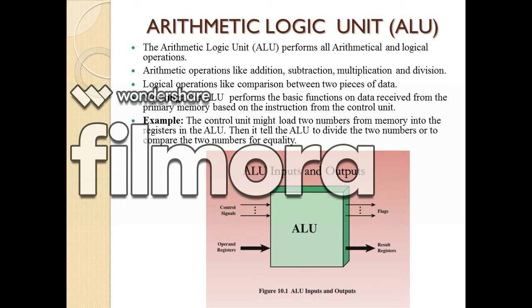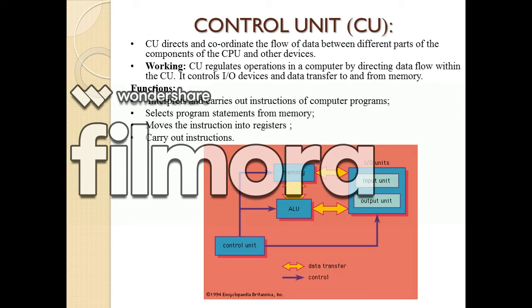Working. The ALU performs the basic functions on data received from the primary memory based on the instruction from the control unit. For example, the control unit might load two numbers from the memory into the register in the ALU, then it tells the ALU to divide the two numbers or to compare the two numbers for equality.